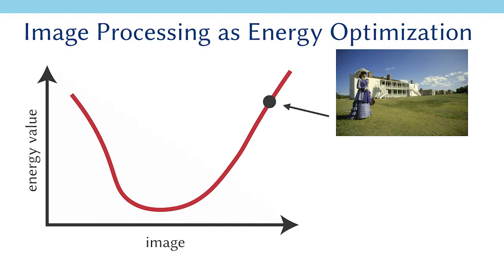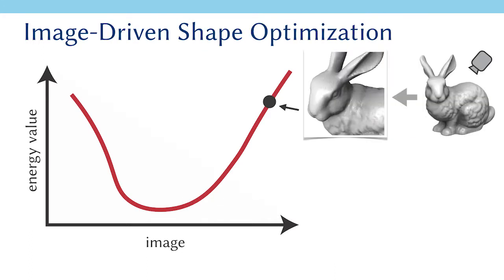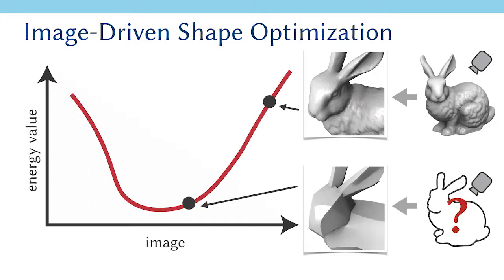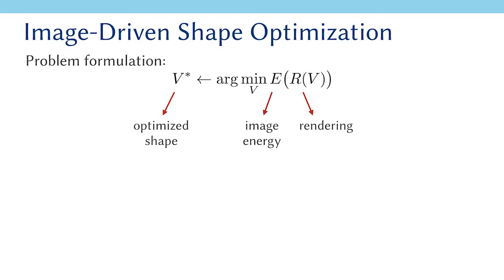To begin with, we consider the special subset of image processing that can be formulated as energy optimization. The goal is to modify the input image by decreasing the given input energy. Image-driven methods use the same strategy. From a single view, given an input shape whose rendering has high energy value, the goal is to figure out the optimized shape whose rendering can minimize the energy. Mathematically, we want to find the output shape V star whose rendering RV can minimize the image energy E.